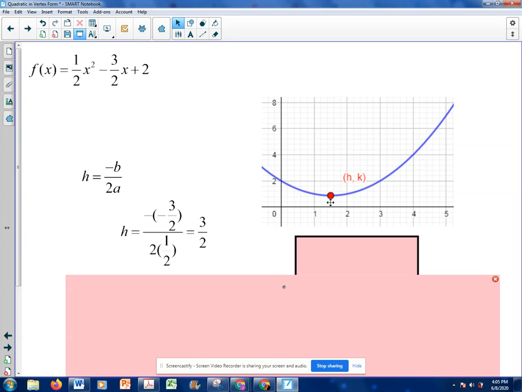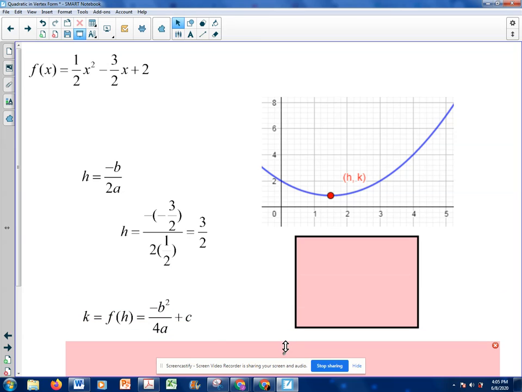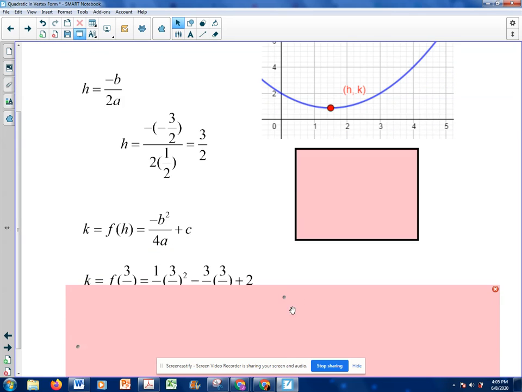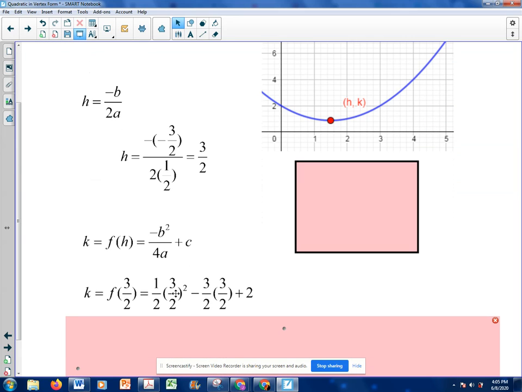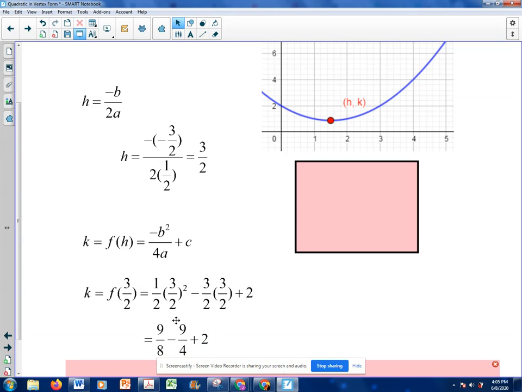And then how much does it go up? It looks like it goes up about 1, but let's see. We have to plug it in. The easiest thing to do is plug the 3/2 back into the original equation. I can use this formula over here, but I'm going to go ahead and plug it back in. We put a 3/2 here and square it, and we put a 3/2 here. So 3/2 squared, that's 9/4. 9/4 times 1/2 is 9/8.